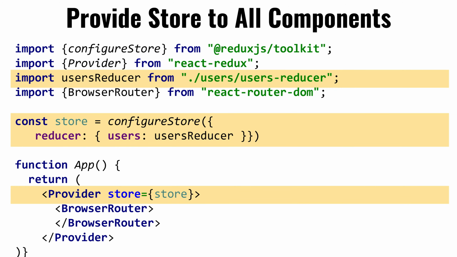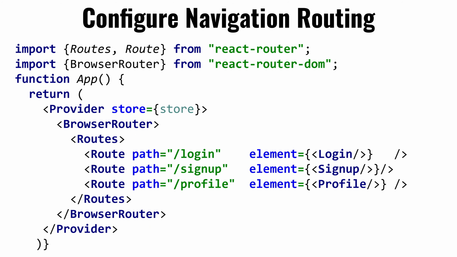The user reducer will populate the current user in the store, and then we can provide the store to the rest of the components in the application. The browser router configures several routes to navigate to different screens such as the login, sign up, and profile screen. They can all select the current user from the store and adapt the user interface based on who is logged in.